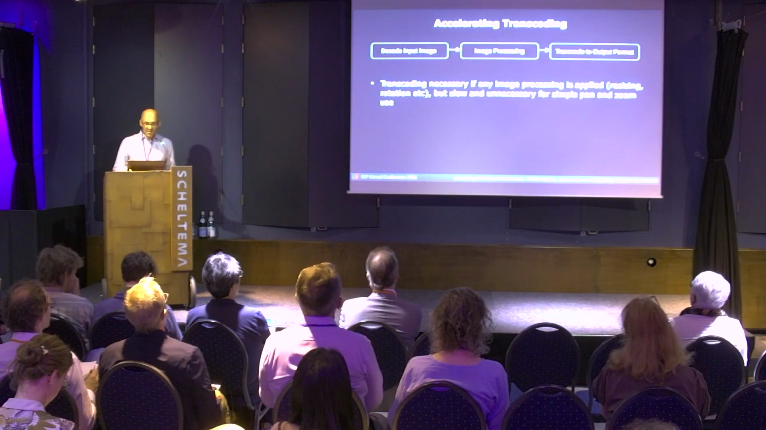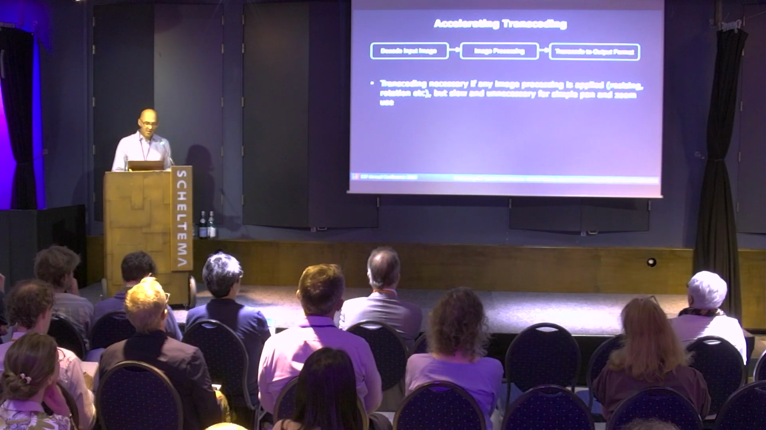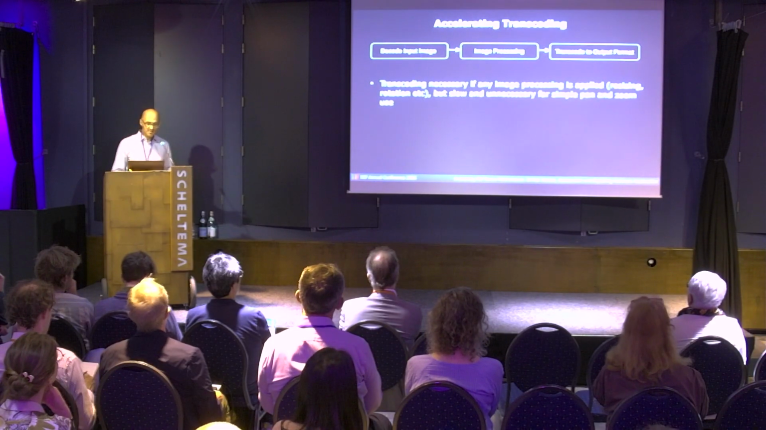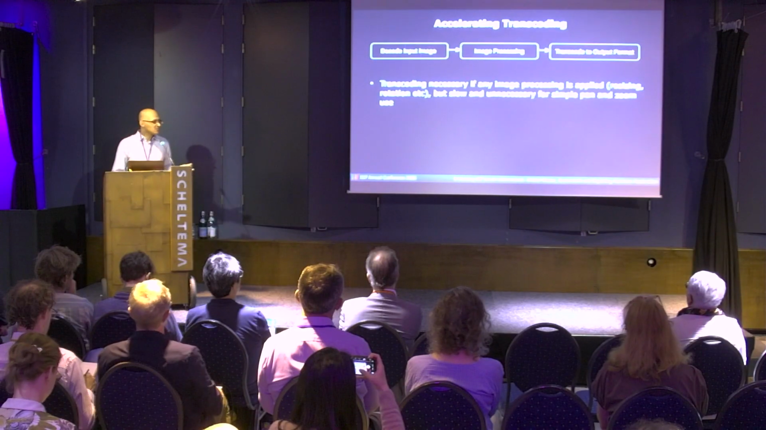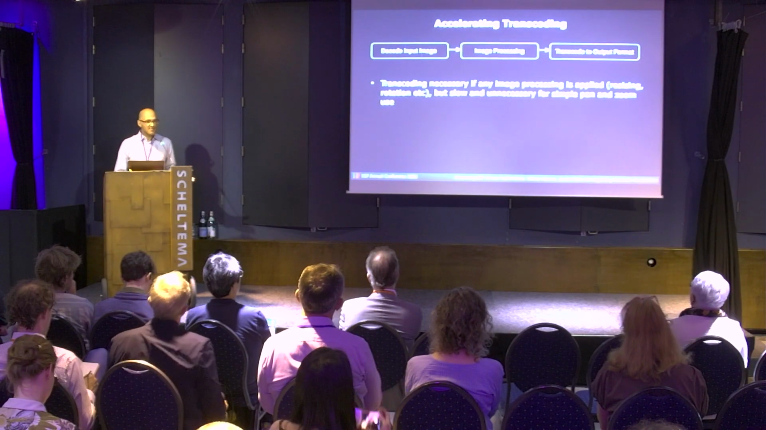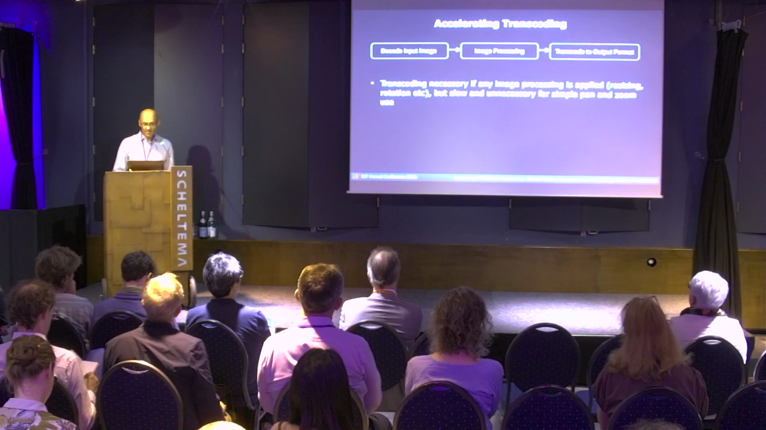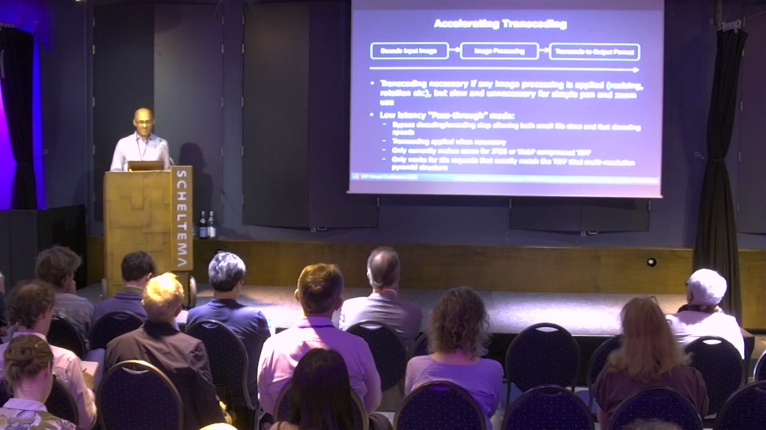So how can we accelerate this transcoding process? Of course, if you're doing rotation or resizing or changing contrast or something like this, then you have to go through this process. But in pan and zoom use, often you're not doing anything to the image. You're just giving the tiles back as they are. So how can we accelerate this process? Well, we can just avoid it. Why don't we just skip that process?